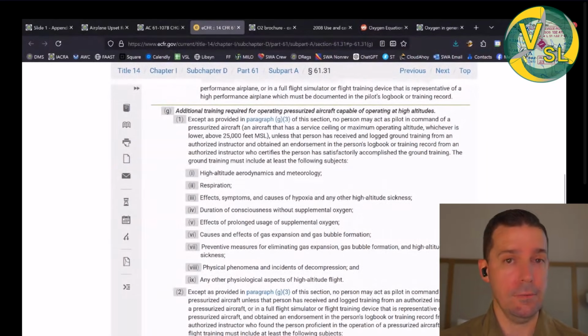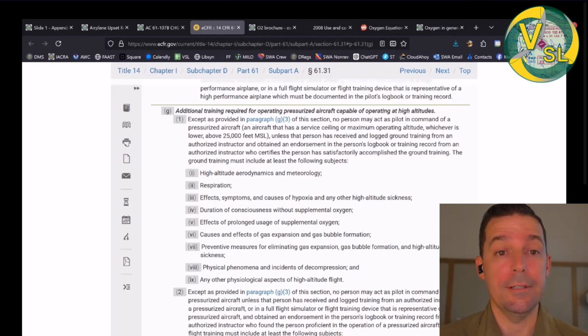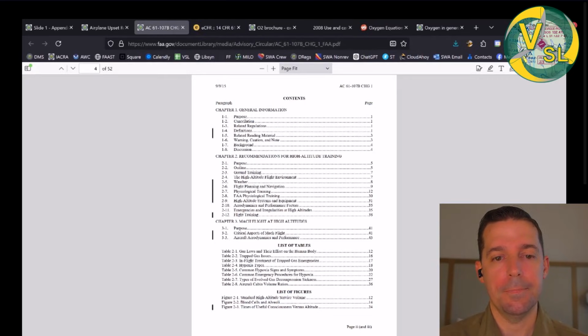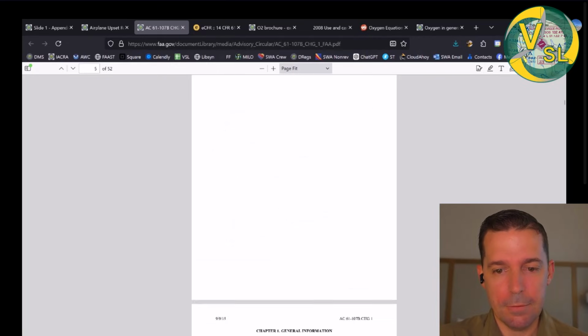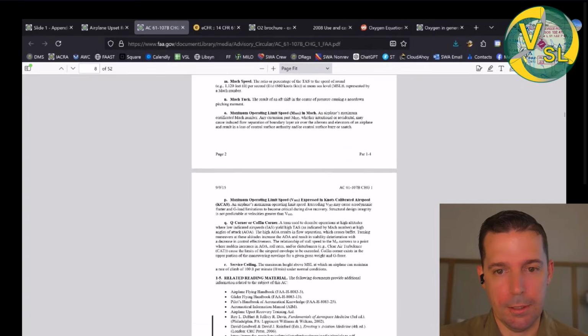Those are all the things we need to cover, and this advisory circular touches on each one of those in pretty good detail. So we can use it as a lesson plan if we're a CFI, or if we're just wanting to self-educate, this is a good place to go. All right, so we're going to go to page 7 of the advisory circular. That's where we're going to pick it up.